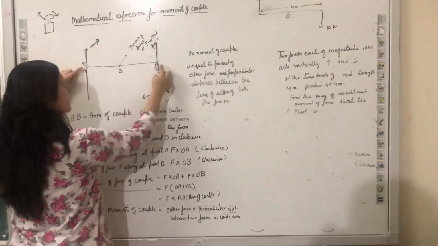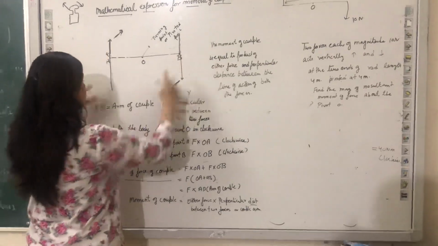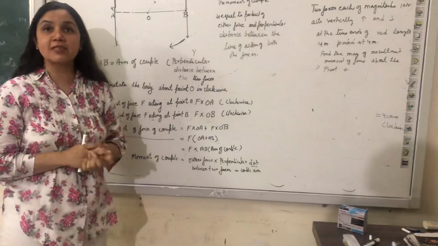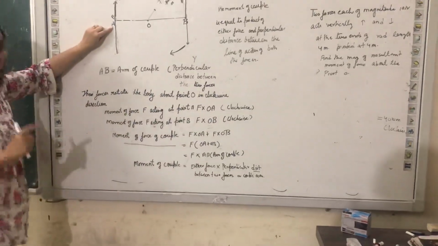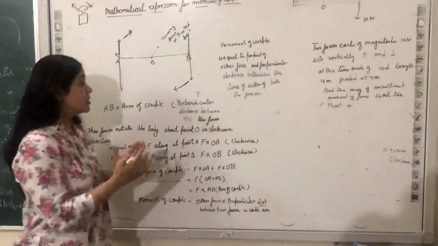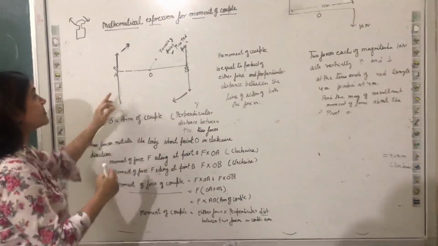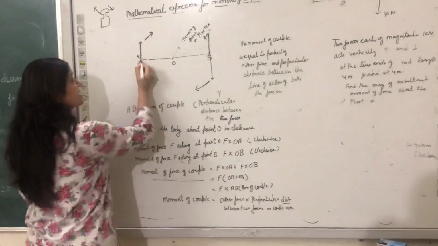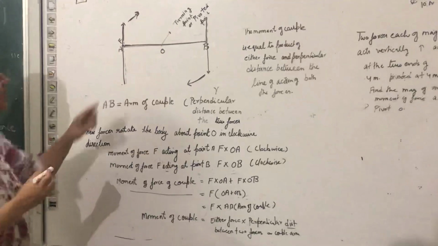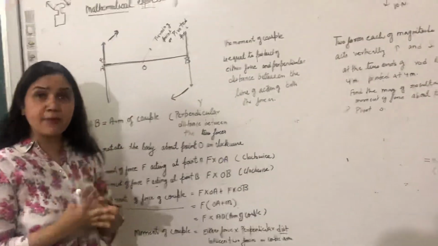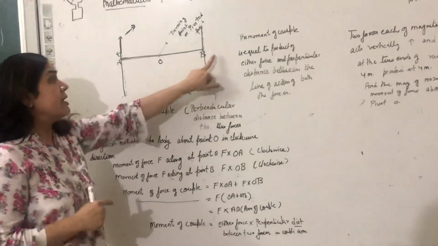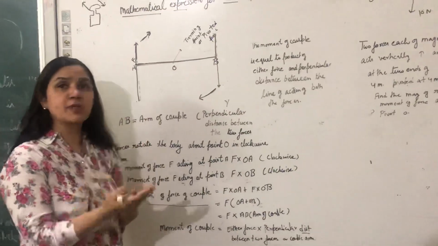Some more technical terms, A and B. This AB, at which you are going to apply the force, is known as the arm of couple. Why is it known as the arm of couple? Because at A one force is applied, and at B the other force is applied. Always try to understand this, then only you will be able to solve the numericals. By these two forces a couple is formed.